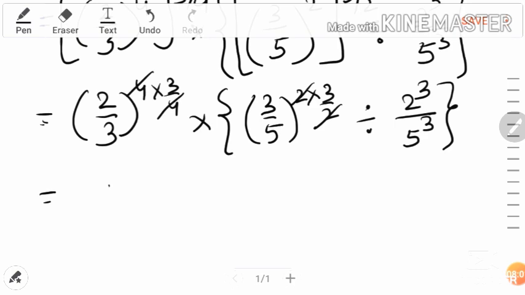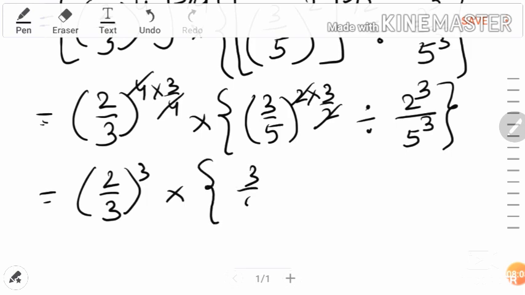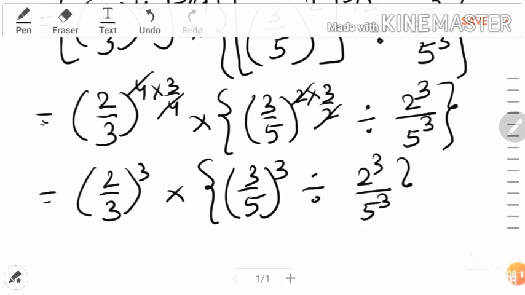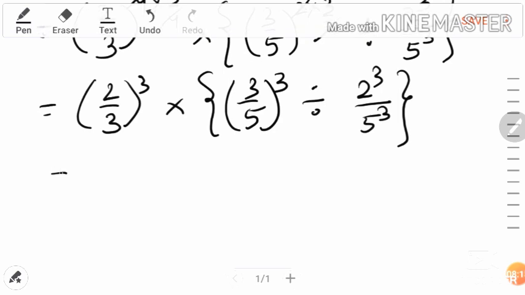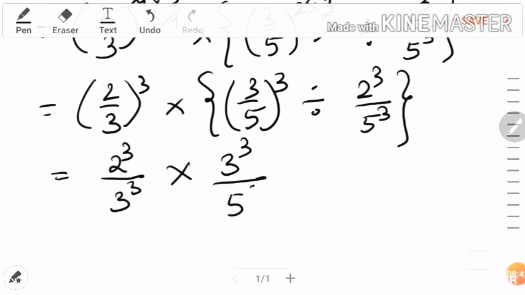simplifying the numbers in the power, (2 on 3) to the power 3 into (3 on 5) to the power 3 divided by 2 cube on 5 cube. Now 2 on 3 has a common power, so we will separate the powers for the numerator and denominator. So 2 cube on 3 cube into, writing the second term in the same manner, 3 cube on 5 cube.